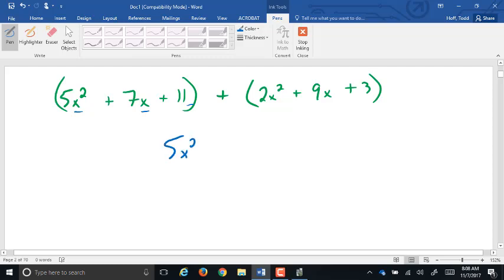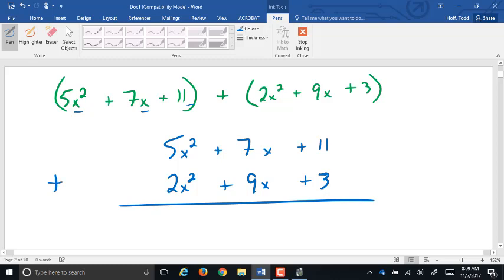So let's write out the 5x squared plus 7x plus 11. Now I have to line up my place values. The 2x squared goes under the other x squared. 9x goes under the 7x. And the 3 ones goes under the 11 ones. And I have to remember I am adding here. And I don't have to start on the right and work my way back to the left, but I will just because that's what we're used to.